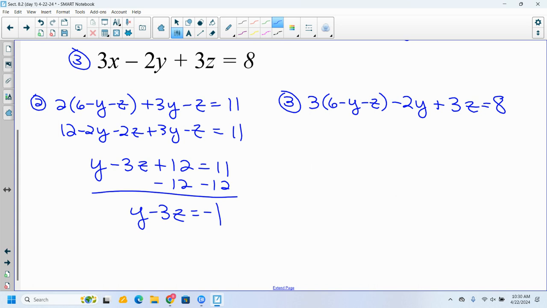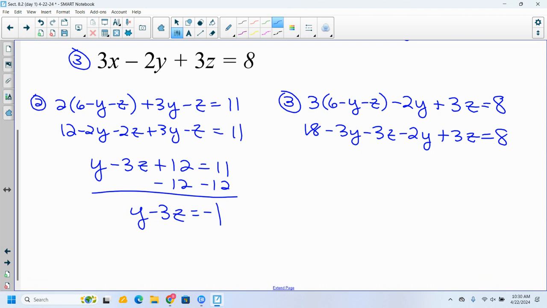You're not all magically going to get y by itself or z by itself. So our goal now is to get the other equation with a y and a z in it, and we're going to have to solve it 2 by 2. So we got that. All right, go to the second one. I get 18 minus 3y minus 3z minus 2y plus 3z equals 8.